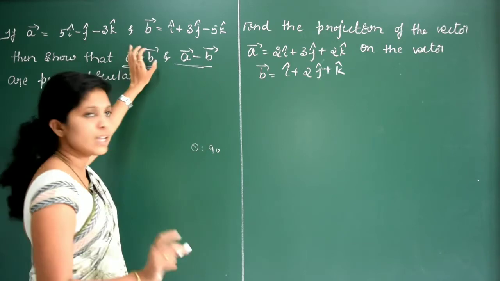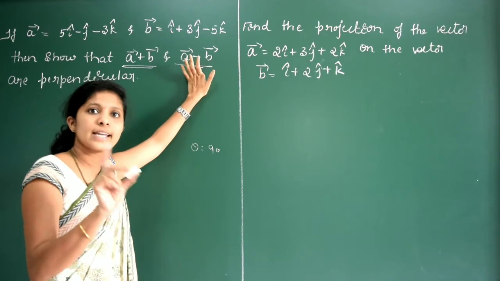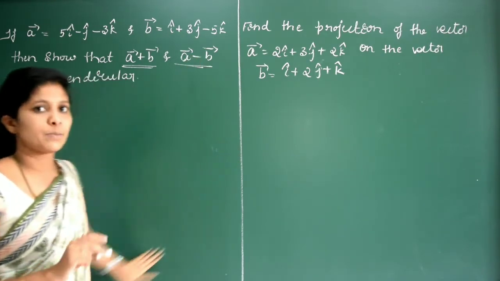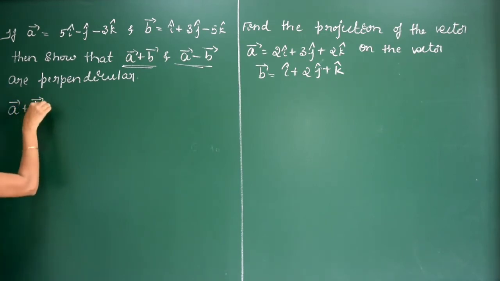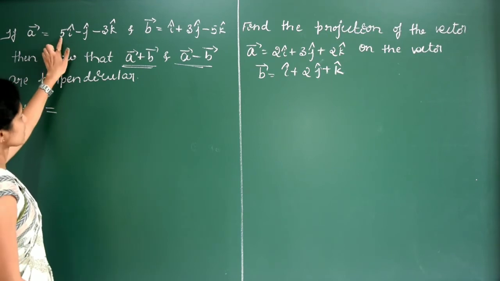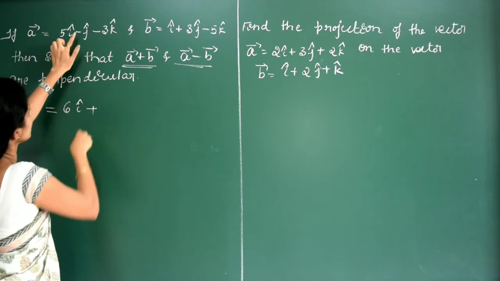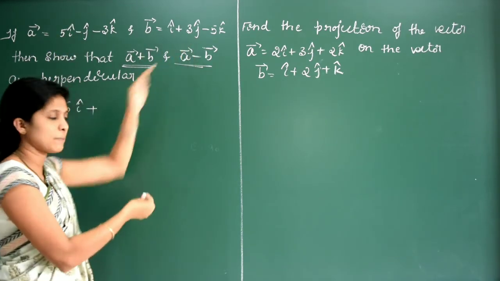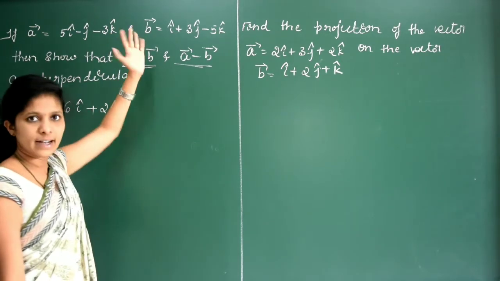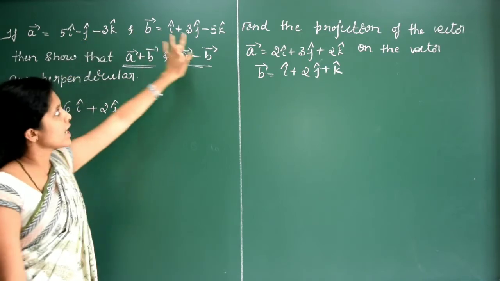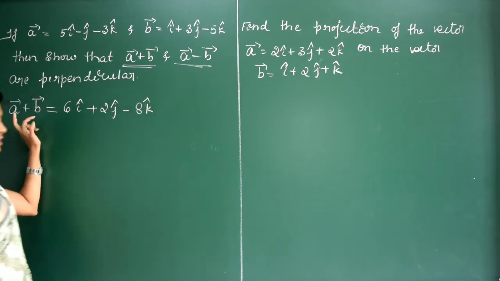So first we will find A vector plus B vector, then we will find A vector minus B vector, then you have to find the scalar product of those two vectors, so that we can prove that they are perpendicular. First let me write A vector plus B vector. 5 plus 1 will be 6 i cap, and here minus 1 and plus 3, so it will be plus 2 j cap, right? Addition or subtraction means you have to add or subtract the corresponding elements. So minus 3 and minus 5 will be minus 8 k cap. That is A vector plus B vector.